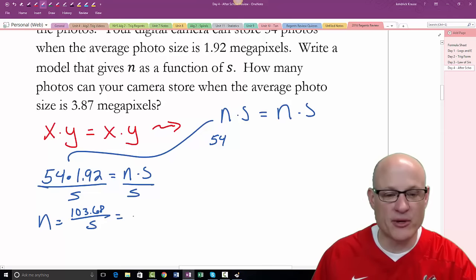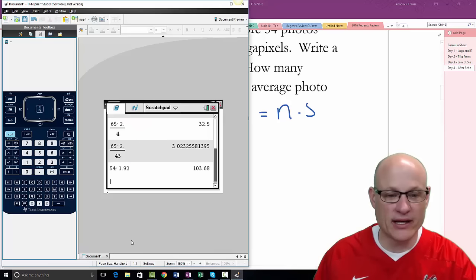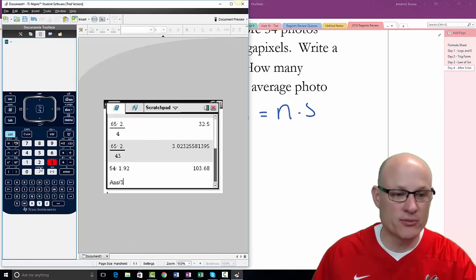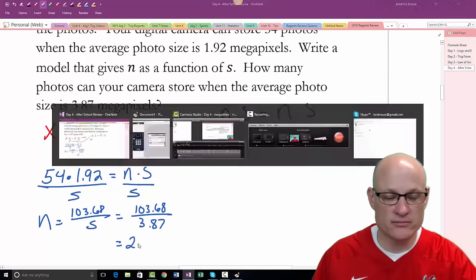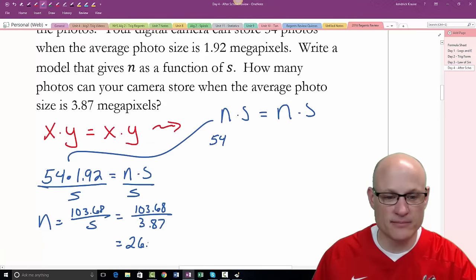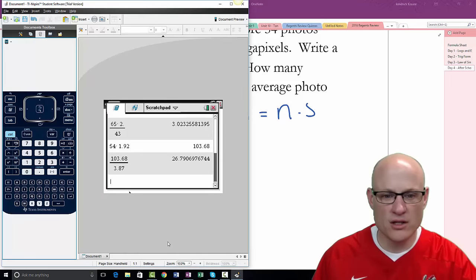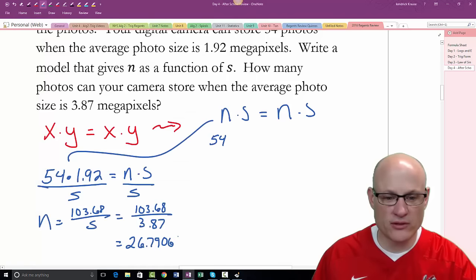Now they're saying, okay, the megapixels are 3.87. So if I take 103.68 and divide it by 3.87, I should be able to get it. Divided by 3.87, I get 26.79069.